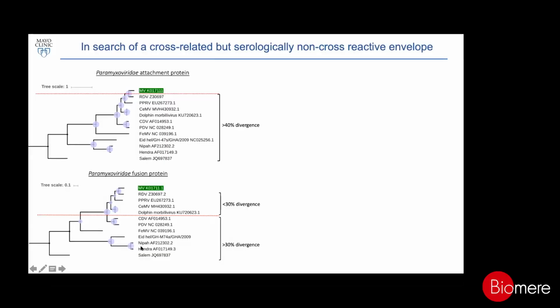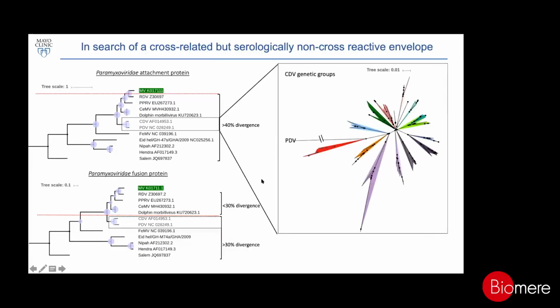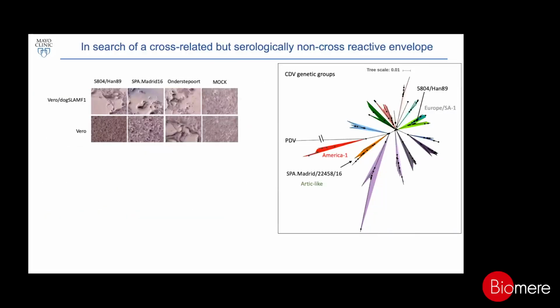Here, I also want to bring your attention to Nipah virus because I will be showing some data in a few slides. In any case, when we talk about canine distemper virus, we are talking about at least 19 different genetic groups, and the selection of the genetic group could have implications in our success because of host tropism. What I mean to say is that viruses belonging to the America1 genetic group can use yet unidentified receptors. For this reason, we focus on two wild-type isolates, 5804 and SPA Madrid.